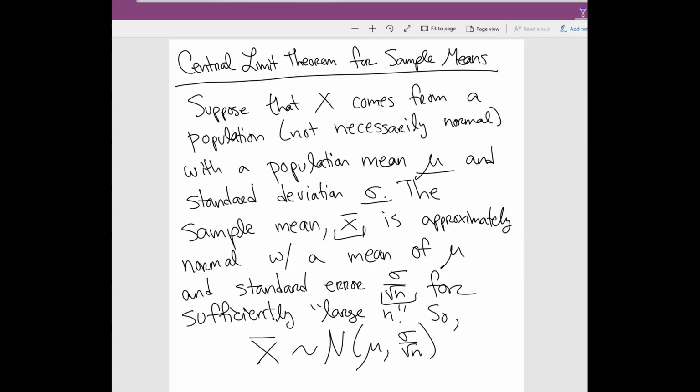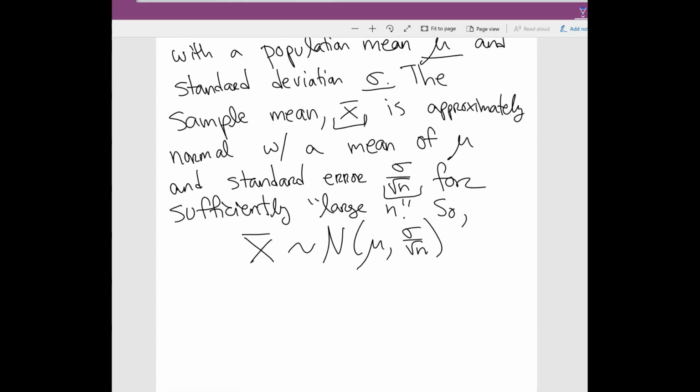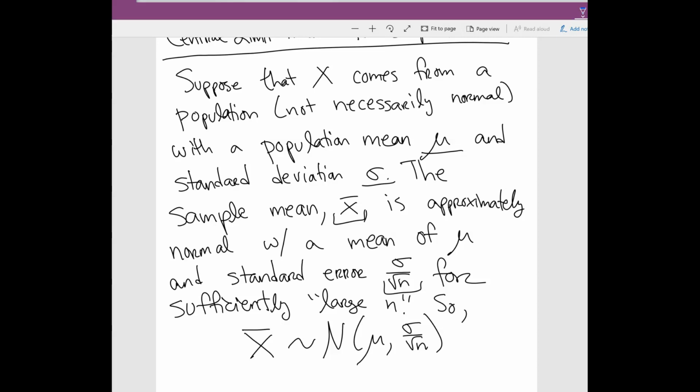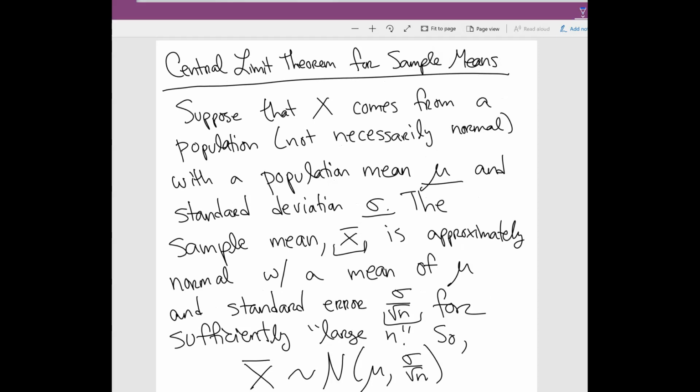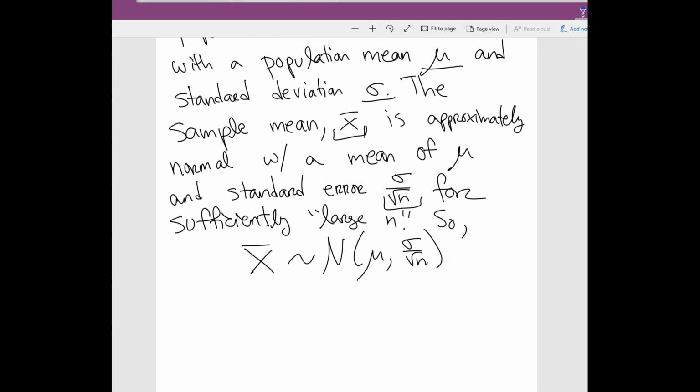So it's very similar to the population proportion, but remember the population proportion was that p hat was normally distributed with p and the square root of p(1 minus p) over n. Okay, so the central limit theorem says this. Now the key word here is, what does it mean by large n?